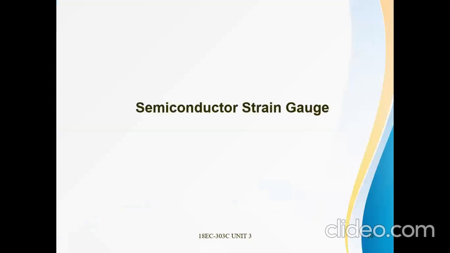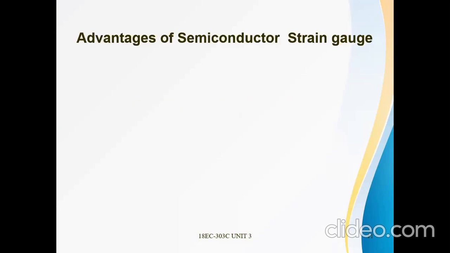Next one is the semiconductor strain gauge. Semiconductor is a type of material, conducting is semiconducting. Already we know that silicon and germanium are the mainly used semiconducting materials. Already we discussed the wire strain gauge and the foil strain gauge. Now we are discussing the semiconductor strain gauge.